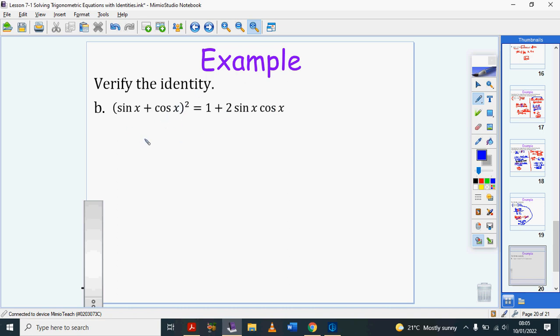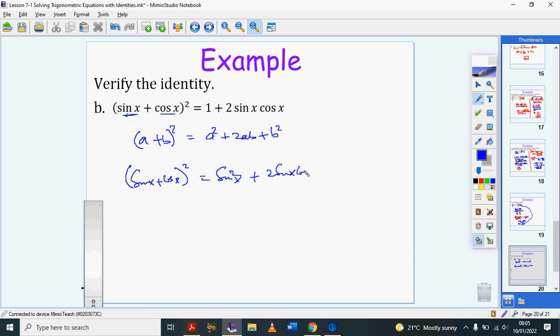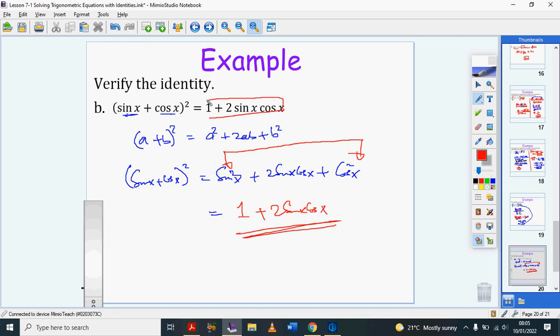I'm just going to expand it. I hope you remember that when you expand this common product, you get a squared plus 2ab plus b squared. So that's what I'm going to do. If this sine is my a and this cosine is my b, then sine x plus cosine x squared is going to become sine squared x plus 2 sine x cosine x plus cosine squared x. And I'm going to combine them. I see a sine squared and I see a cosine squared, and they're being added. And I know that when you add those two according to the first identity, you get 1. So that's just 1 plus 2 sine x cosine x. And you have showed or verified that identity as well.